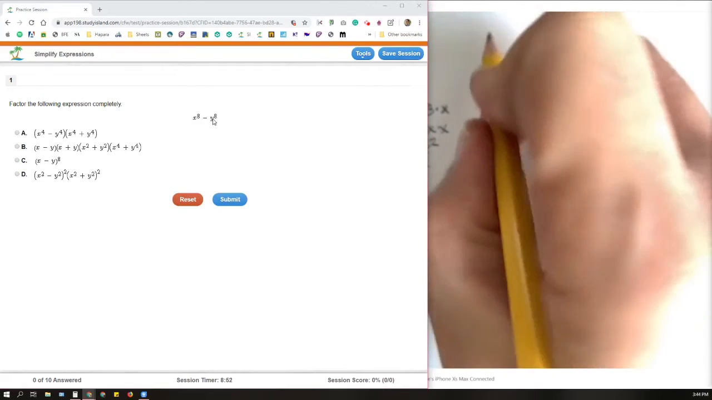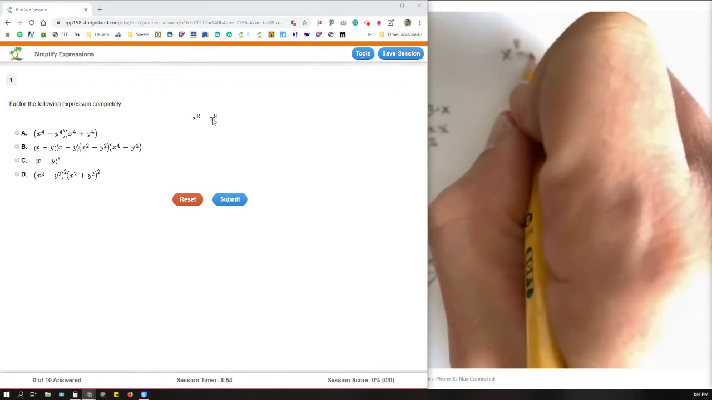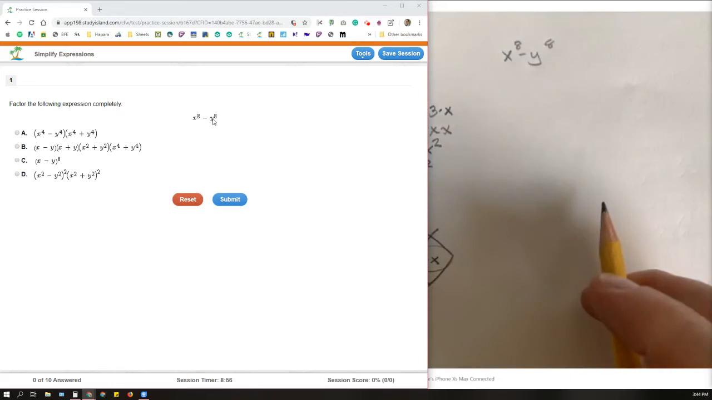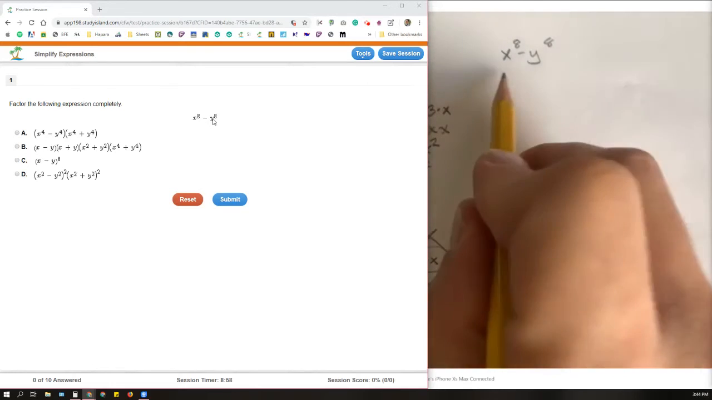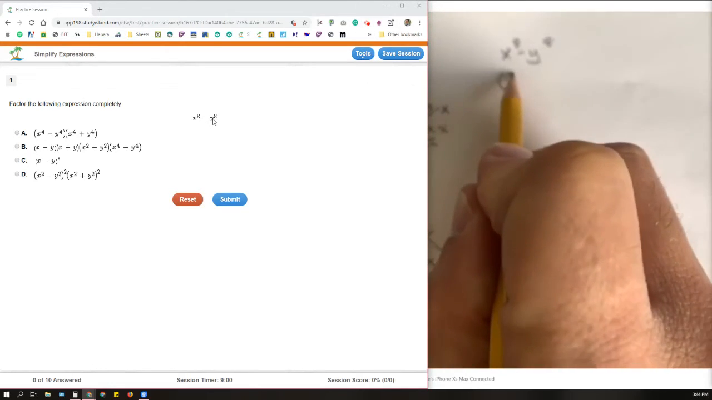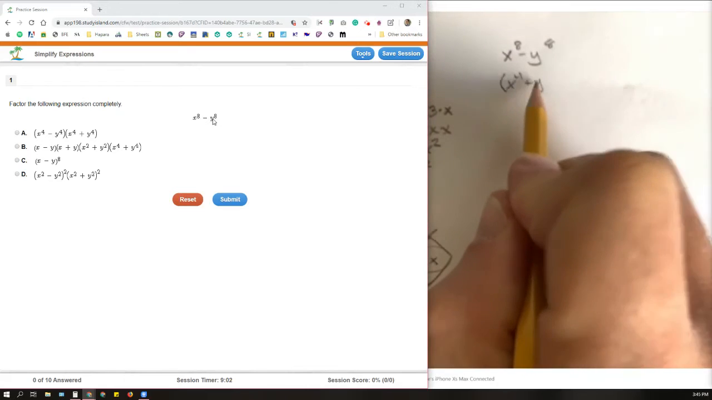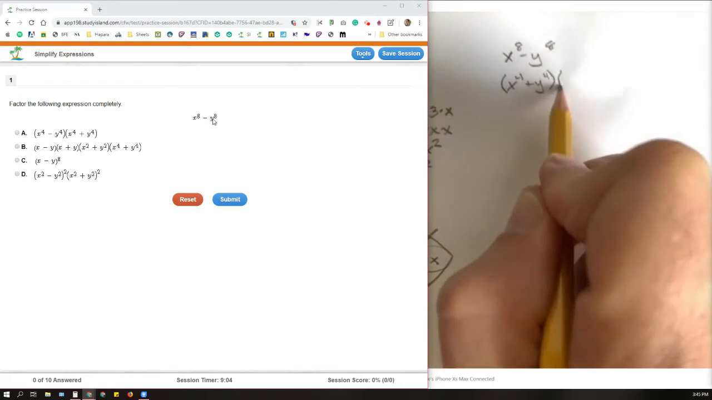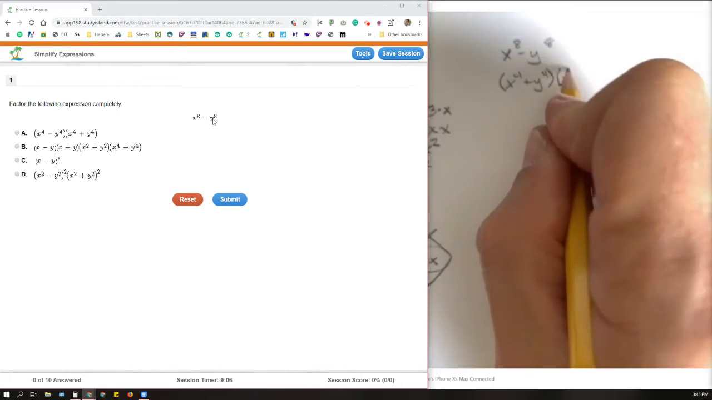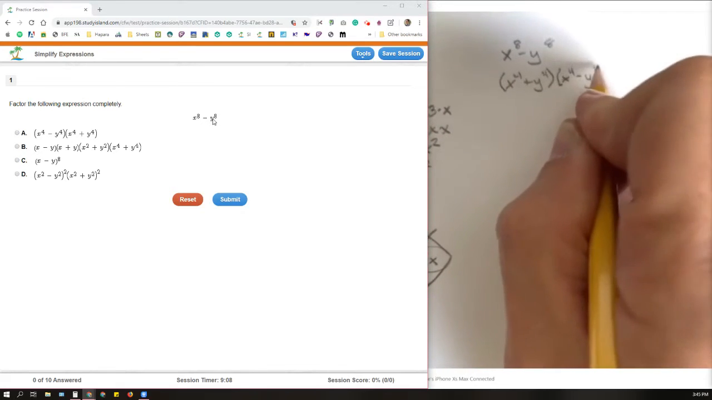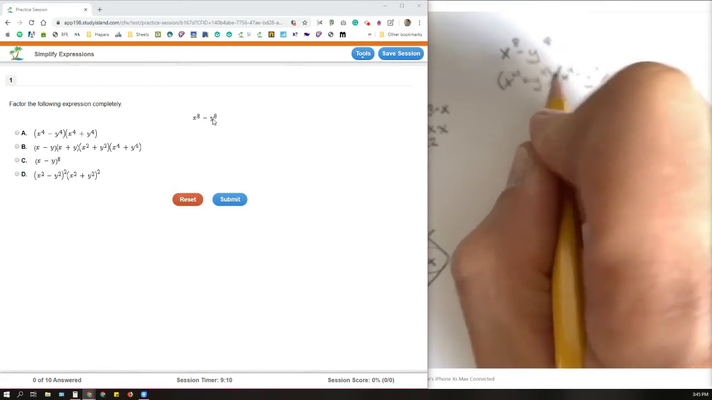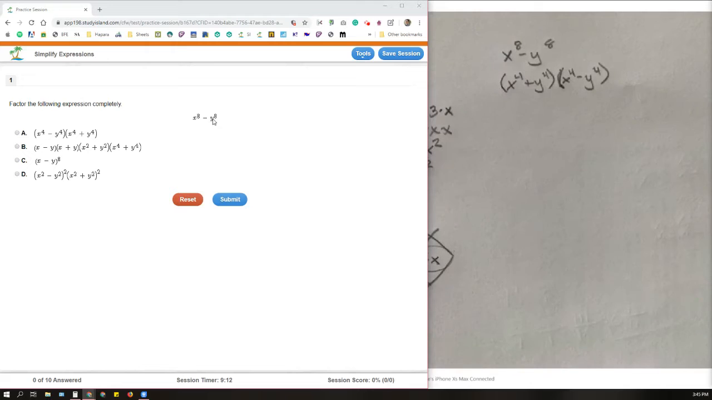So I can go ahead and write my x to the 8th minus y to the 8th like this. X to the 4th plus y to the fourth times x to the fourth minus y to the fourth. Those are the two binomials that we can break up x to the eighth minus y to the eighth into.